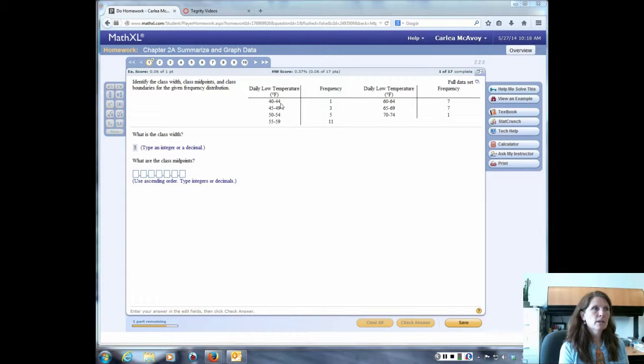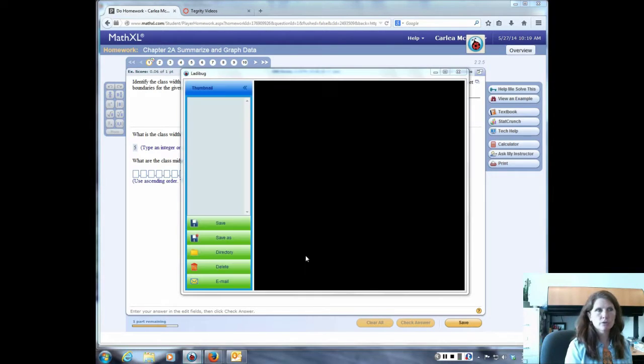And then the midpoint, a midpoint is an average of these two. So you would add 40 plus 44 and then divide by 2, and that would tell you the midpoint of your class. And so we're going to do it on this other one, which has different numbers on it, but that's what that looks like. So let's jump over and take a look at the paper version.